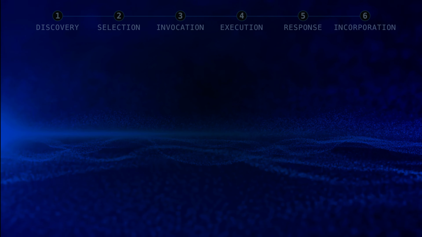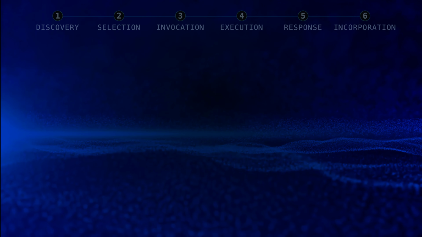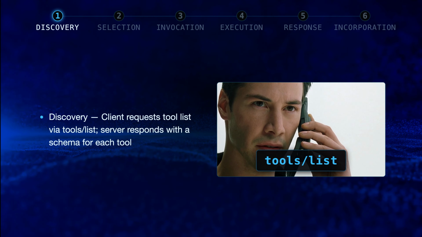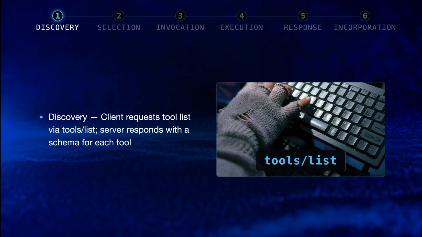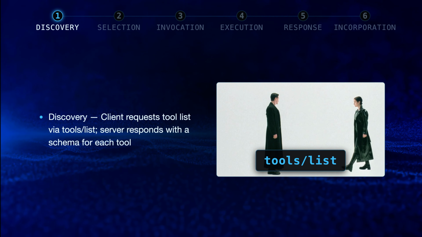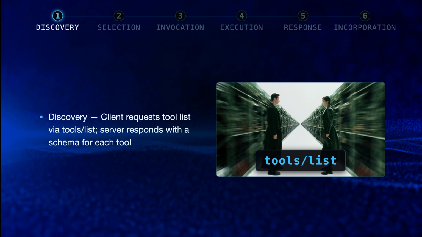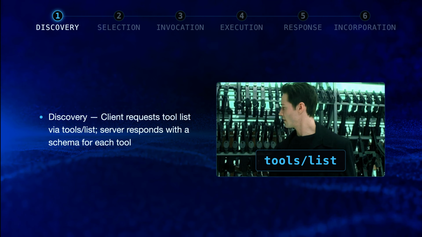There are 6 steps to the tool invocation lifecycle. Number 1, discovery. A client requests a tool list via a standardized JSON RPC method, tool/list. The server responds with a schema for each tool.